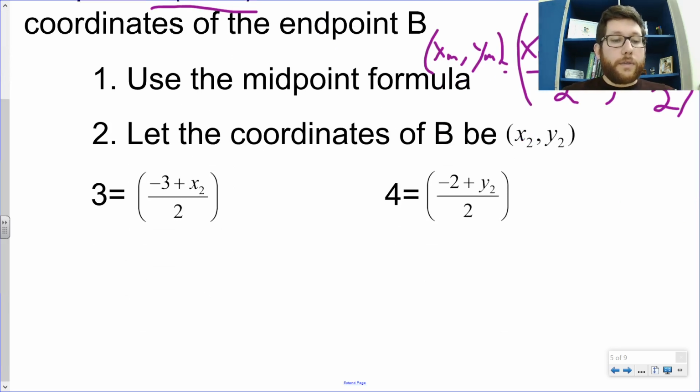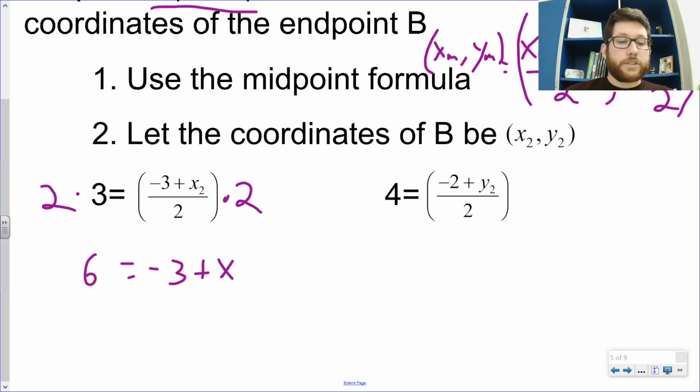So I know that 3 is equal to -3 plus x sub 2 divided by 2. So the first thing I'm going to do is multiply by 2 on both sides. So I get 6 is equal to -3 plus x. I'm just going to call it x, but x sub 2 is technically right. We're just going to add 3. What do I end up with? X is equal to 9, or x sub 2 is equal to 9.